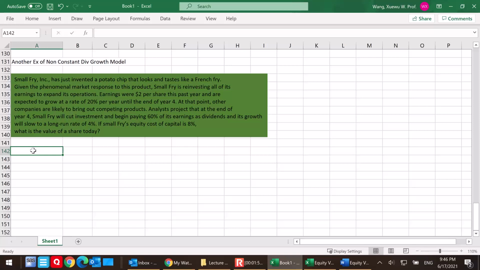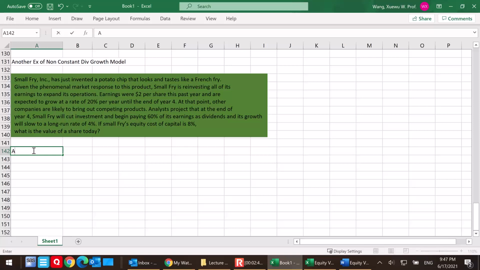At that point, other companies are likely to bring out competing products, even though I don't know why it takes them so long to get into this lucrative market. Analysts expect that at the end of year 4, Small Fry will cut investment and start paying dividends. The payout ratio is 60%, and the growth rate will slow down to a long run rate of 4%, which probably can be justified by, for instance, 4% being the industry average long run growth rate.